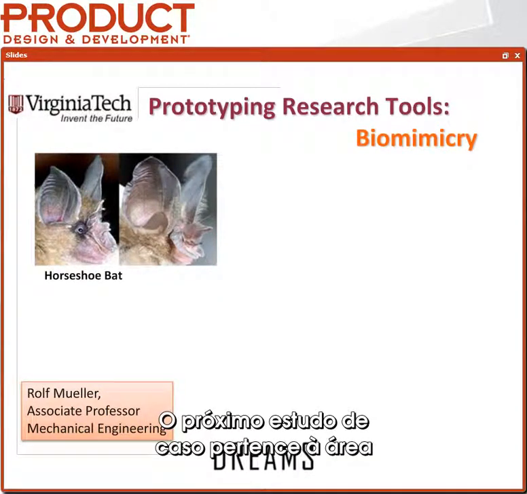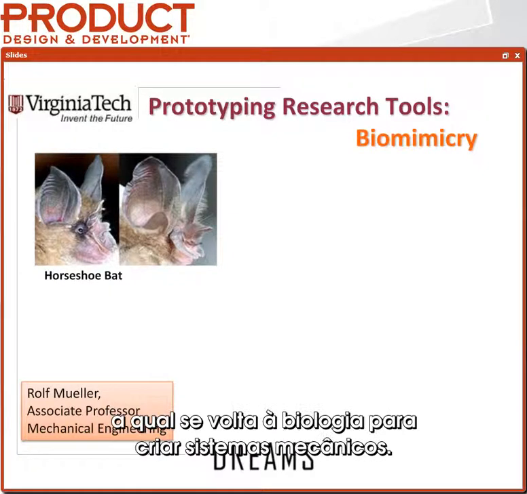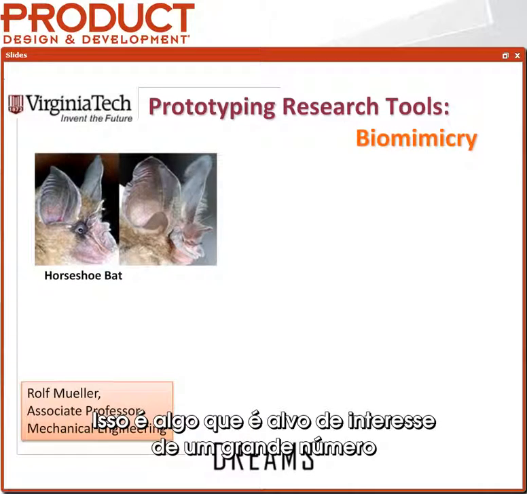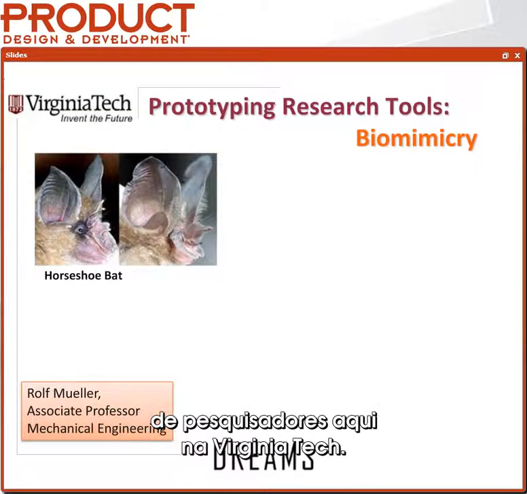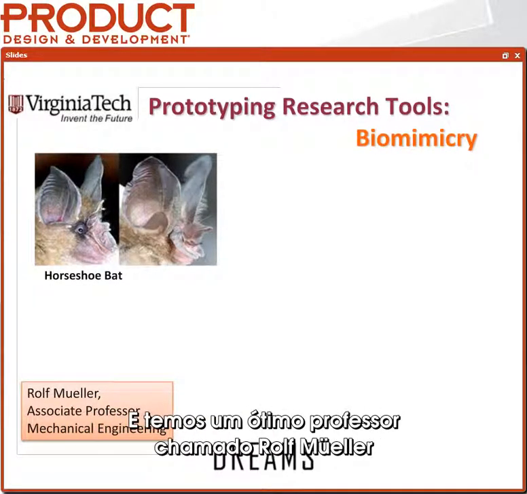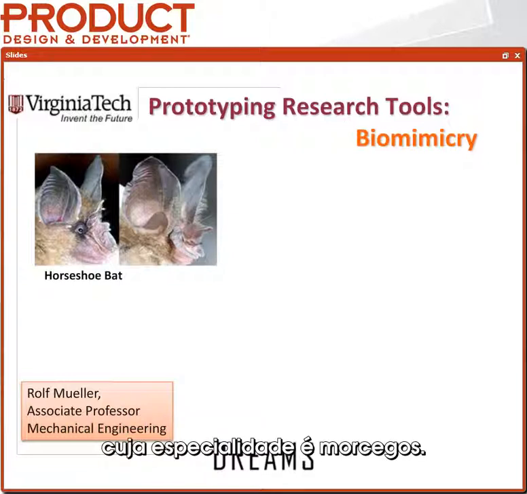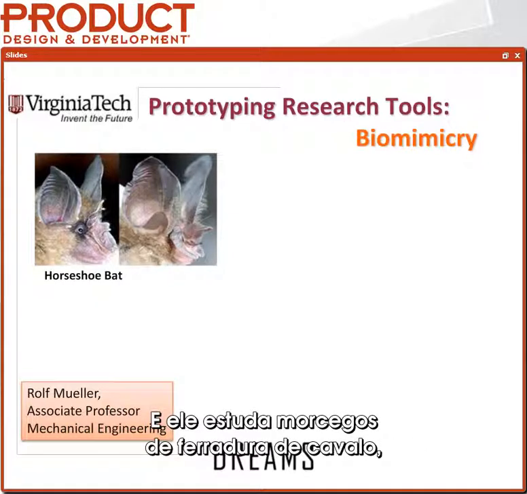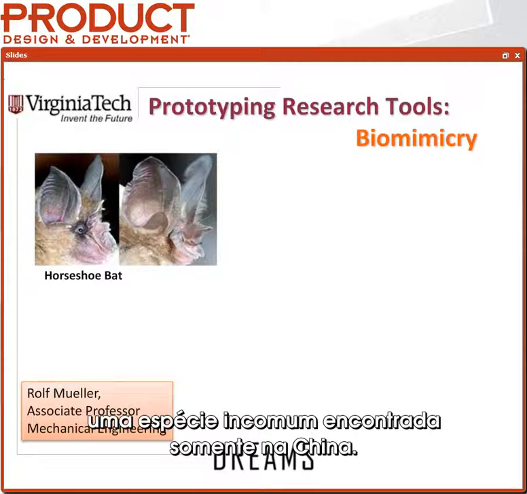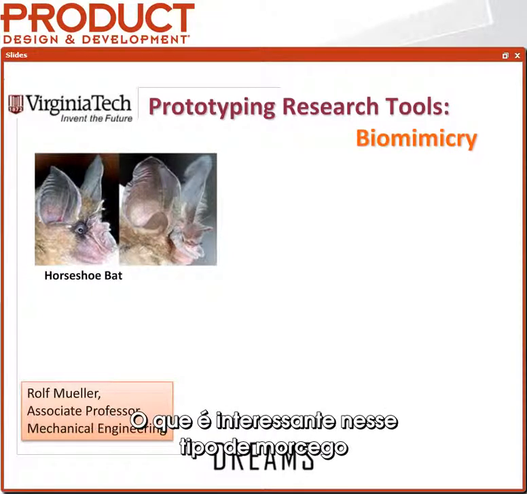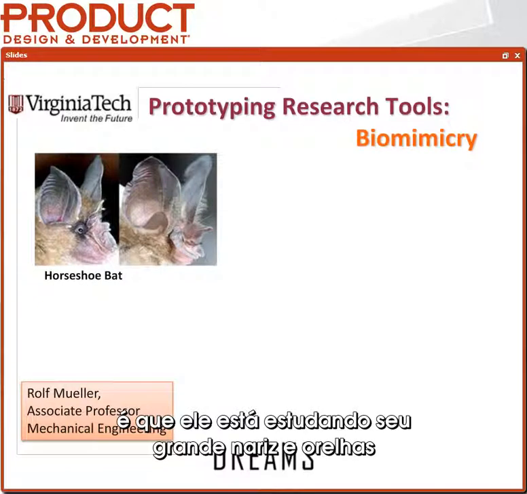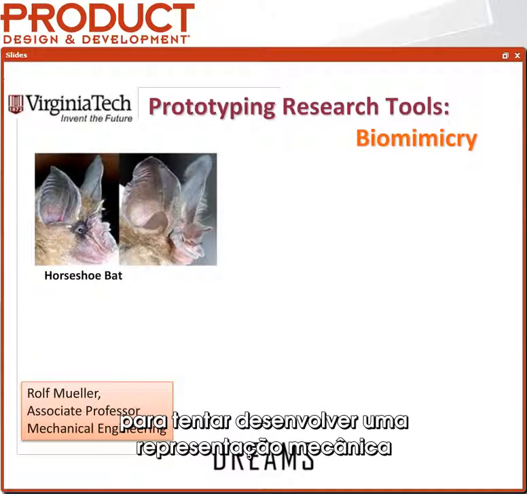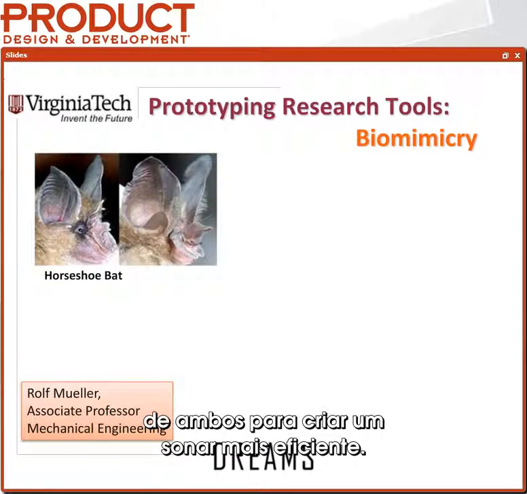The next case study is sort of in this realm of what we call biomimicry, which is looking to biology to make mechanical systems. This is something that's a big focus of a lot of researchers here at Virginia Tech. And we have a great professor named Rolf Mueller whose specialty is in bats. And he actually looked at horseshoe bats, a special species that's only found in China. And what's interesting about this horseshoe bat is he's trying to look at its large nose and ears to try to develop a mechanical representation of that to create a more efficient sonar.